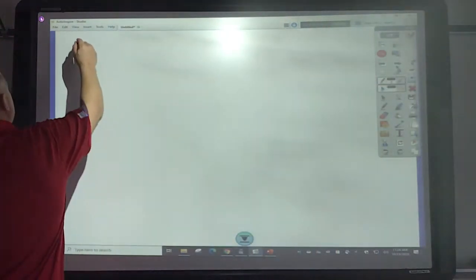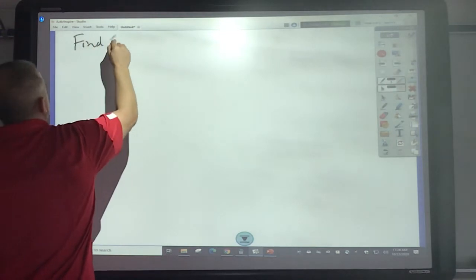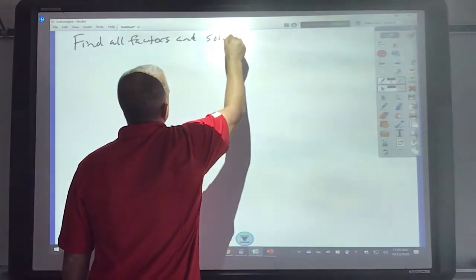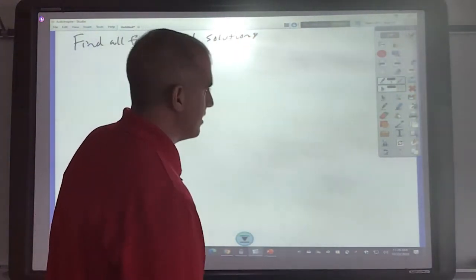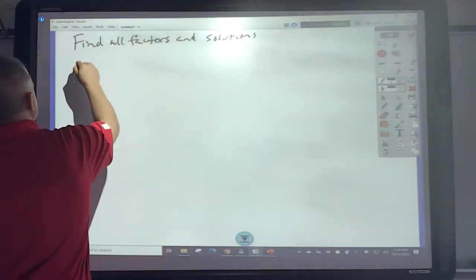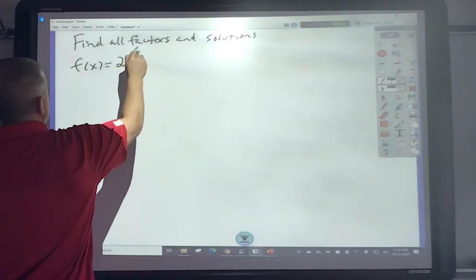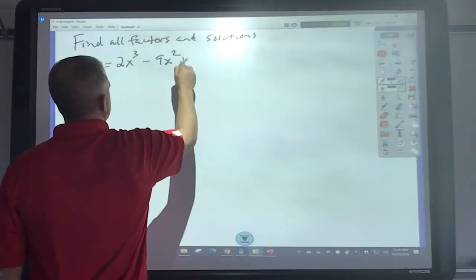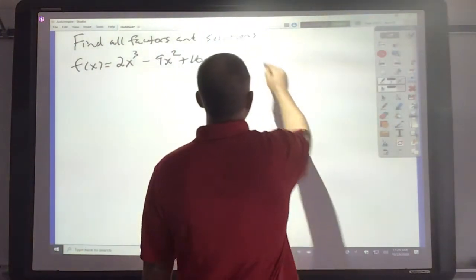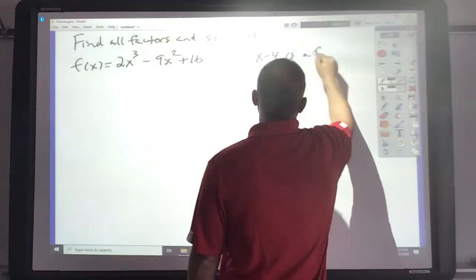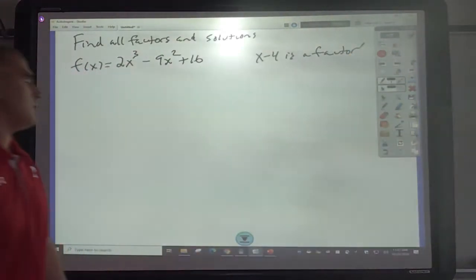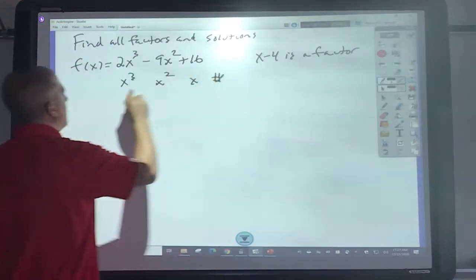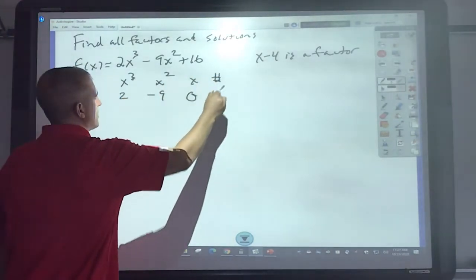Let's say we're going to find all the factors and solutions. Okay, and let's say this is the function. Let's say I got 2x cubed minus 9x squared plus 16. And I'm going to tell you that x minus 4 is a factor. Okay, so what I want to do is, I've got x cubed, x squared, x, and the number, so be careful. I'd put 2, negative 9, 0, and 16.